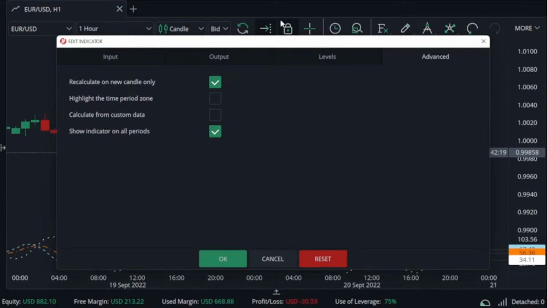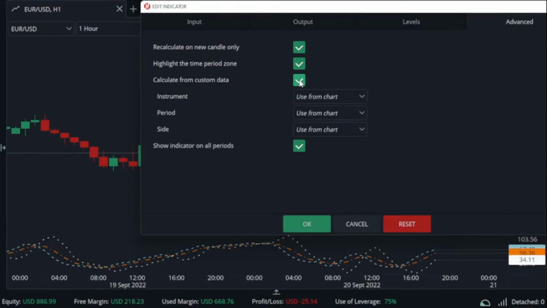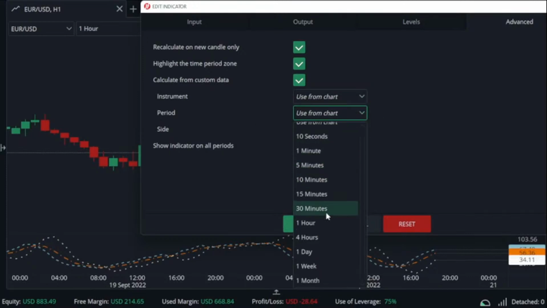If you want the calculation period to be highlighted so that it becomes easier to keep in mind what the current calculation period is, you can opt in for this. If you want the calculation to be customized further, you can do that as well. Instrument can be simply chosen from the chart, or you can specify it. Same applies for the candle period. You can use it from the chart, or you can customize it.